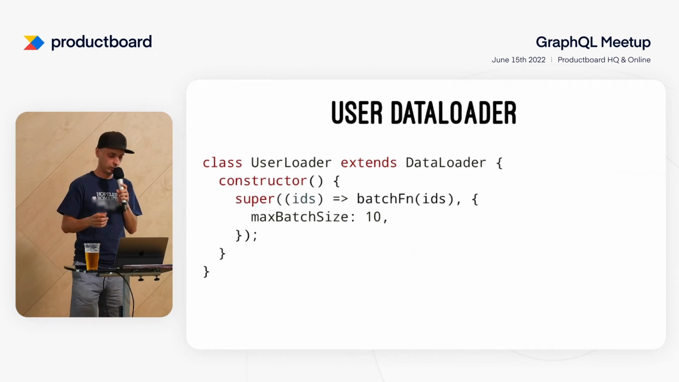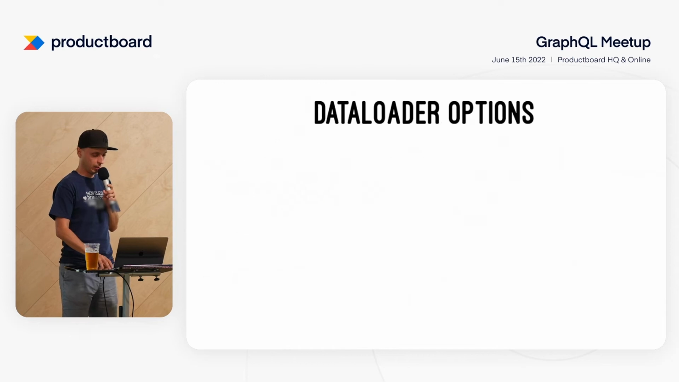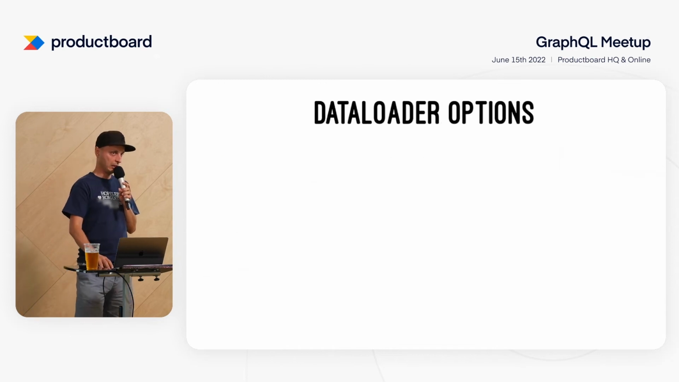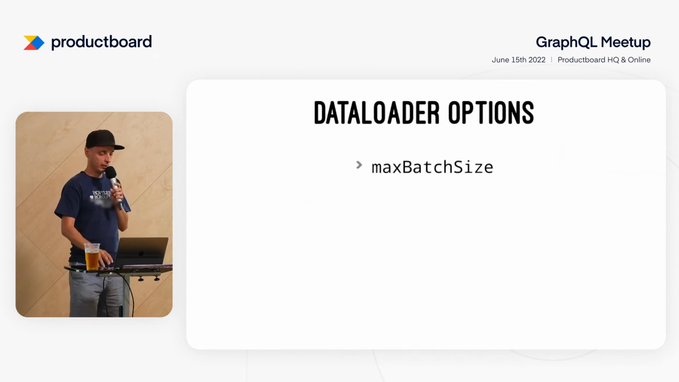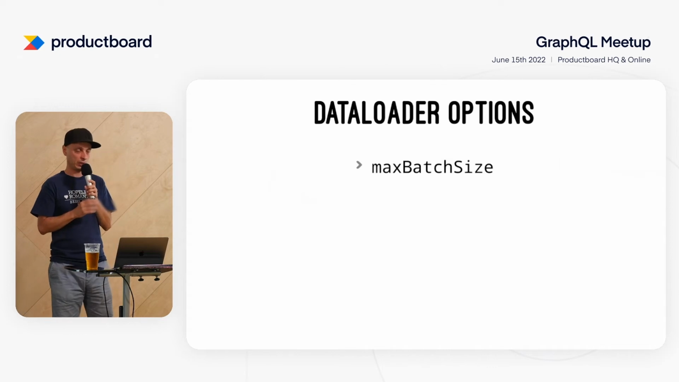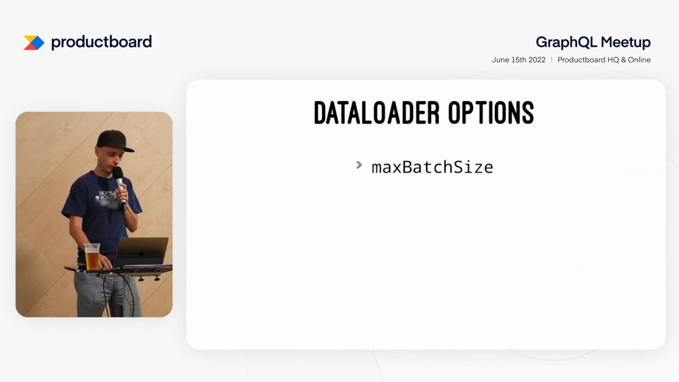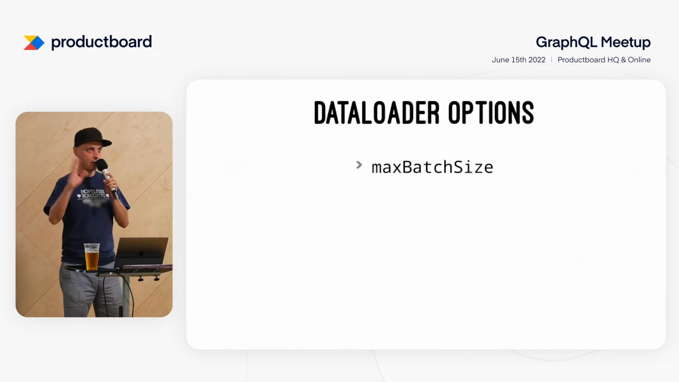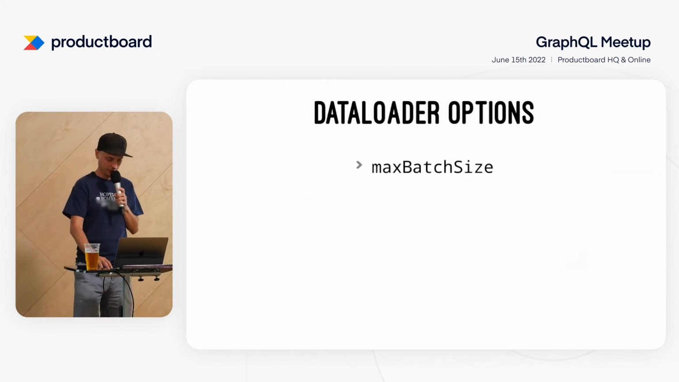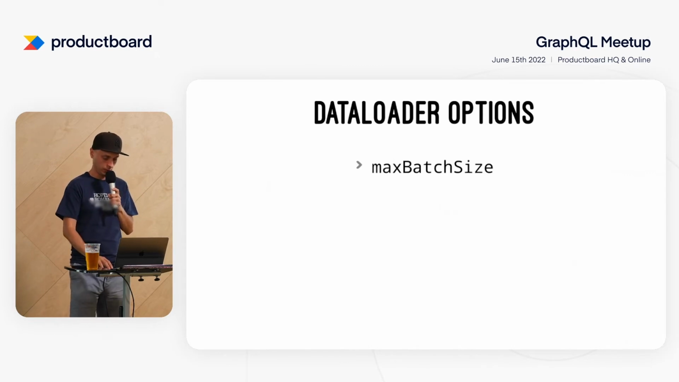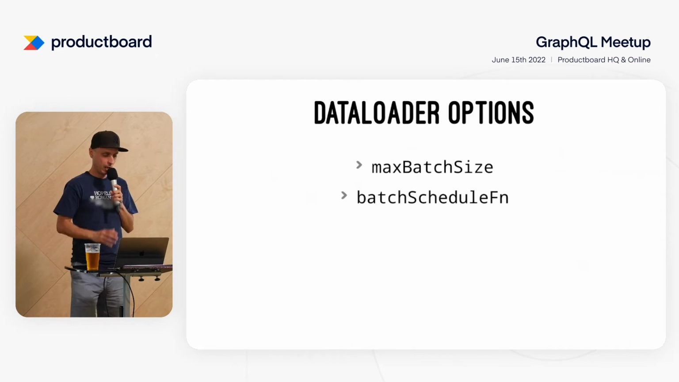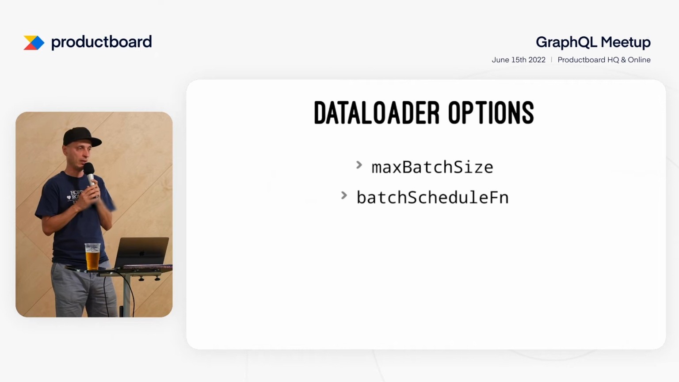So I also want to mention a couple more data loader options that can be handy. By the way, the data loader has a pretty simple API and not that many options. So just those I find really useful are still more like 50%. I already mentioned the max batch size to chunk the array of IDs. And there is also a batch schedule function you can provide.